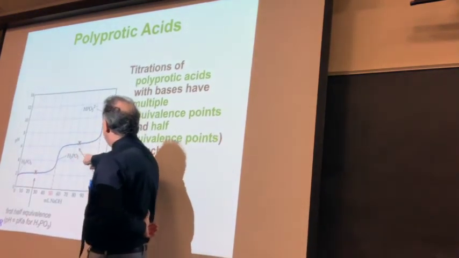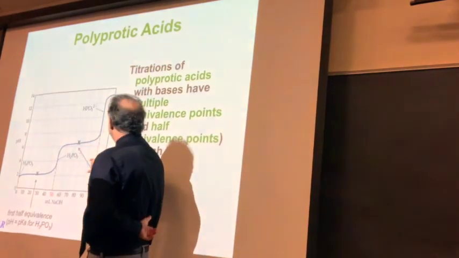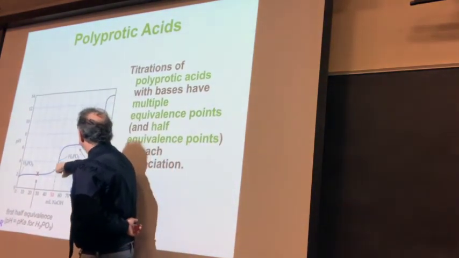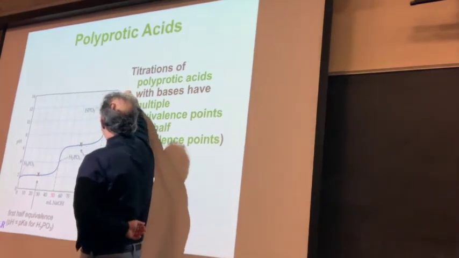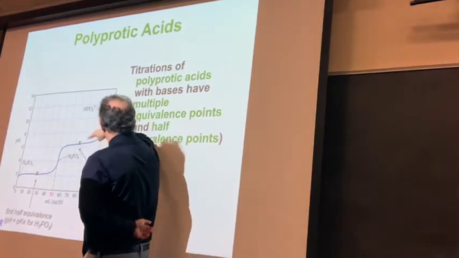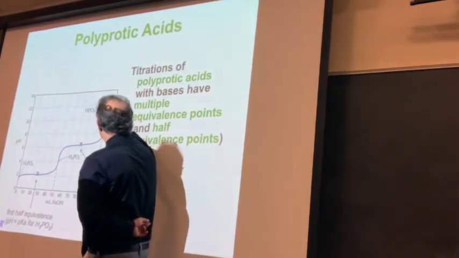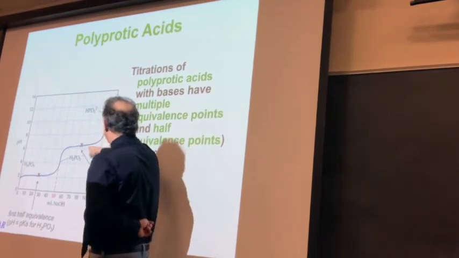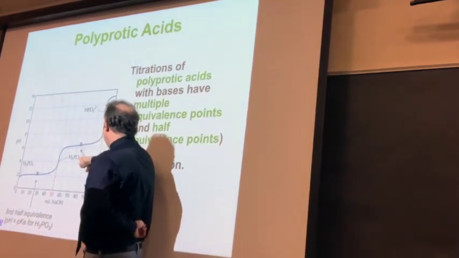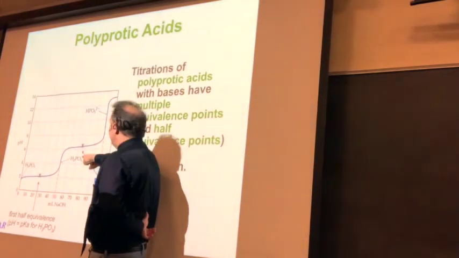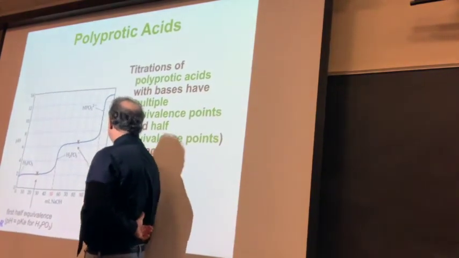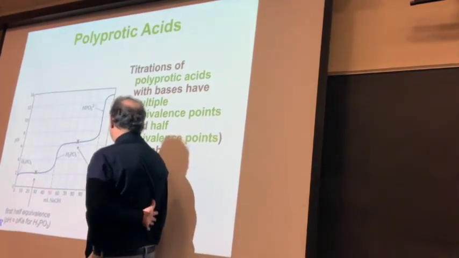But if you have more than one acidic proton, and there's several of these kind that exist, you'll usually see a second equivalence point. So this second steep part right here, this is now the equivalence point between H2PO3-, which is a weak acid as well, and its conjugate base, the hydrogen phosphite ion.